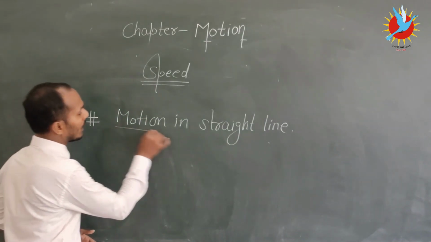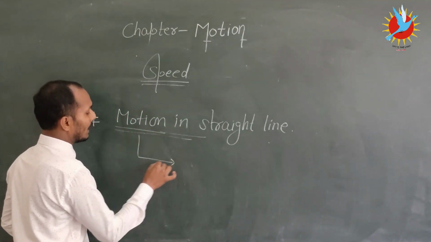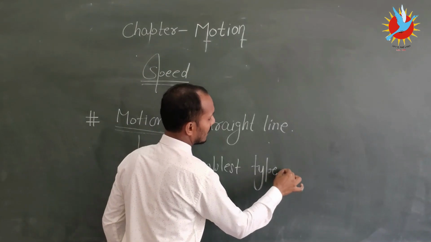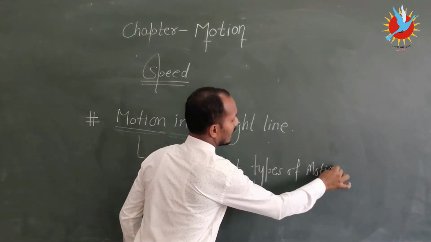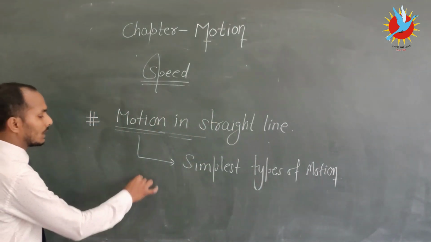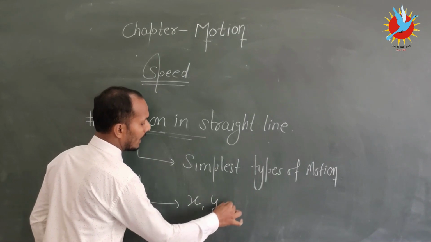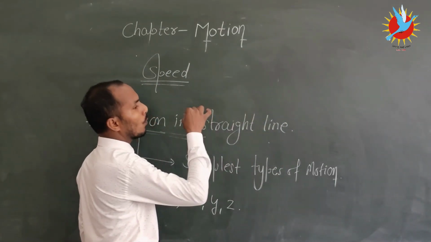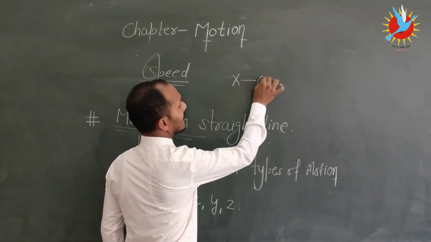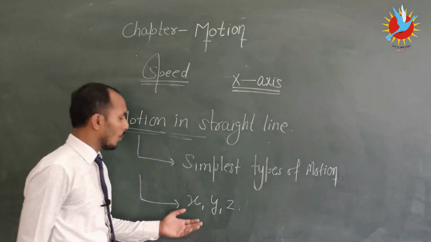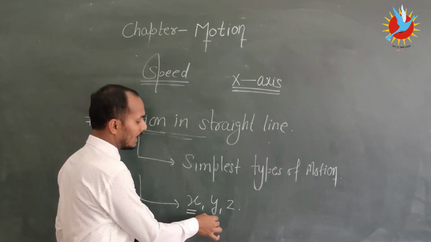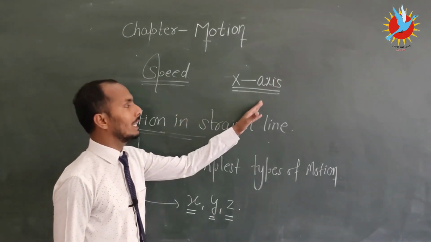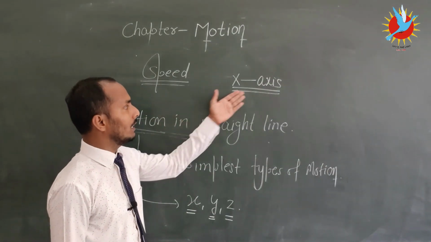If I am talking about motion in a straight line, then we can say that it is the simplest type of motion, because out of the three coordinates, x, y and z, the body moves along only one axis. You can say, suppose, the x axis. It may be the x axis, the y axis, or the z axis, but out of these three coordinates, the body moves in only one dimension.